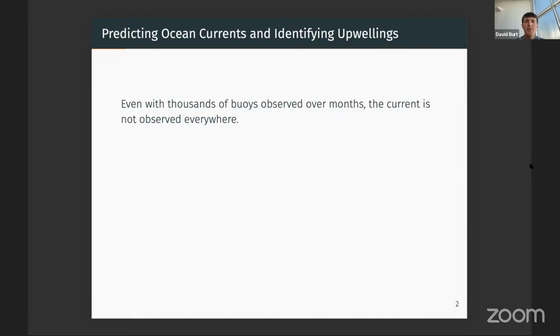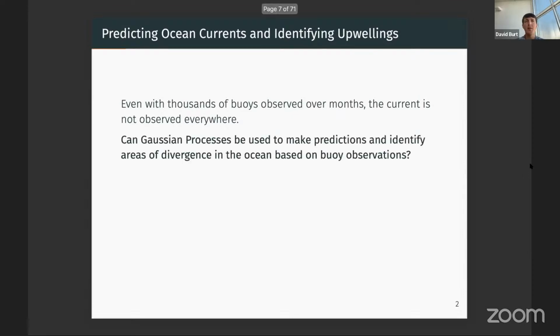So even if we have thousands of buoys observed over months, we still don't get to observe the current everywhere. And okay, we're at a Gaussian process seminar series, so a relatively natural question is, can we use Gaussian processes to make predictions, as well as to identify areas of divergence in the ocean based on these buoy observations? We'd like to know the current everywhere, but we only get to observe it where we have buoys, and we'd like to make predictions based on those buoy observations.